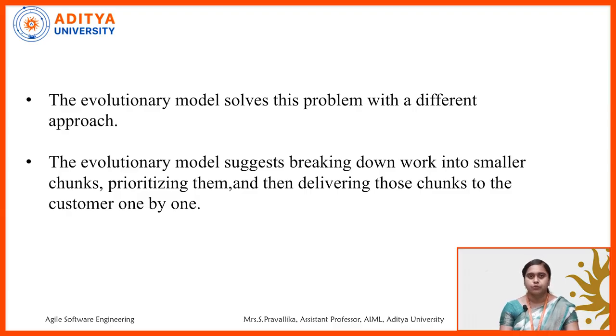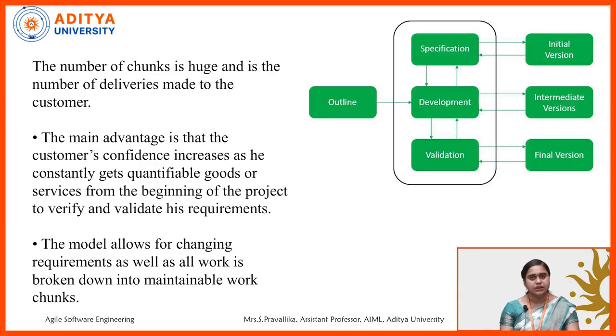So the evolutionary model suggests breaking down the work into smaller chunks, prioritizing them, and then delivering those chunks to the customer one by one. So the work will be delivered to the customer one after another in the form of chunks.